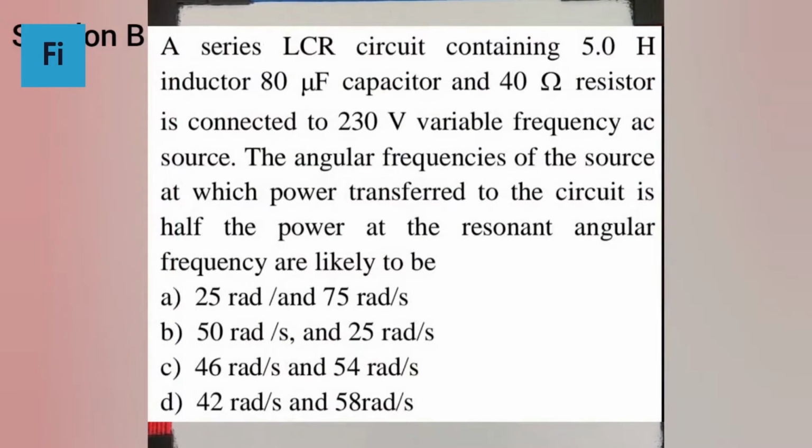The question says a series LCR circuit containing a 5 henry inductor, 80 microfarad capacitor and 40 ohm resistor is connected to a 230 volt variable frequency AC source. The angular frequencies of the source at which the power transferred to the circuit is half the power at the resonant angular frequency are likely to be.